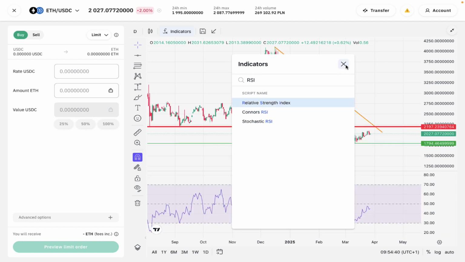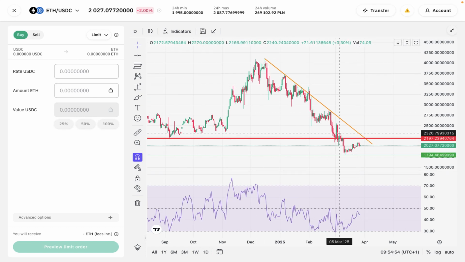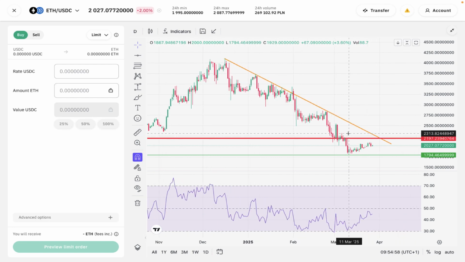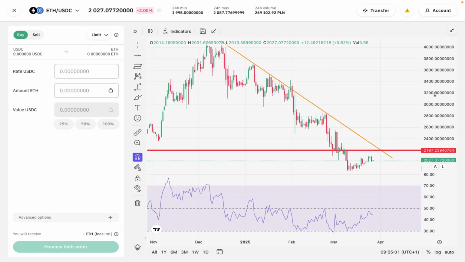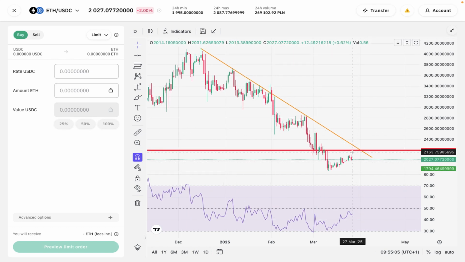RSI, our favorite indicator, is showing us that the market bounced from extremely oversold conditions. We almost hit the level of 50. The high was 48 points, so a 2-point miss. So there is still a chance that the market will eventually go for a test of 2200, and then it all depends on how this situation will be played out by the bulls, whether they will break this level or they will reverse.